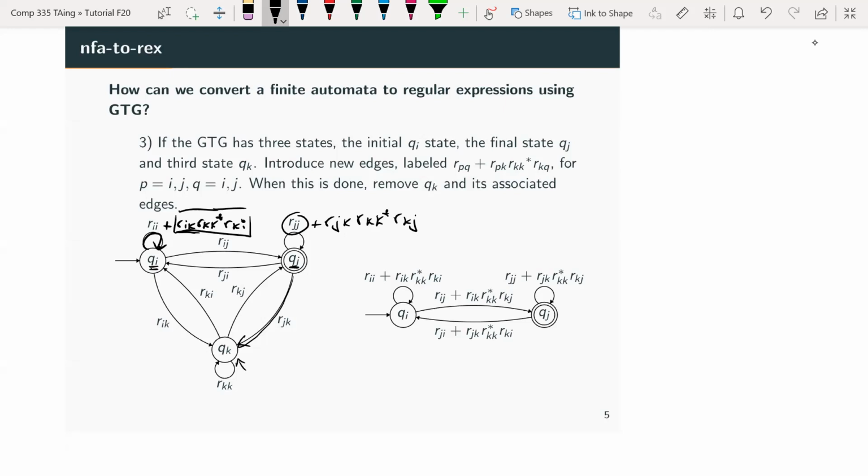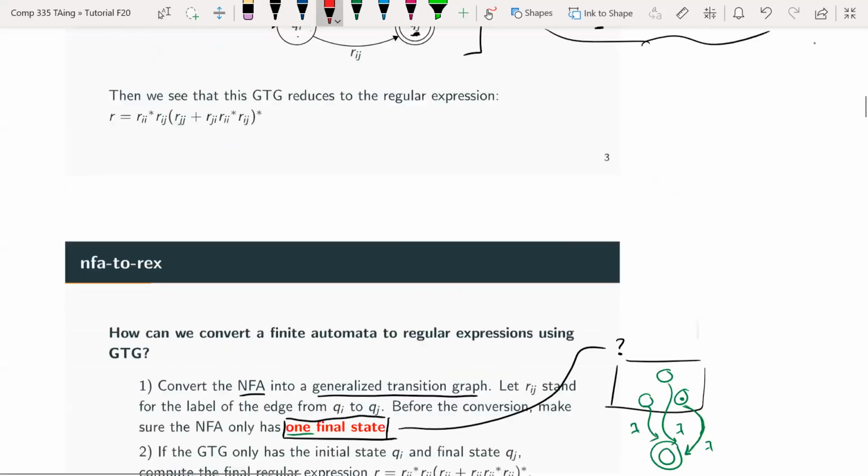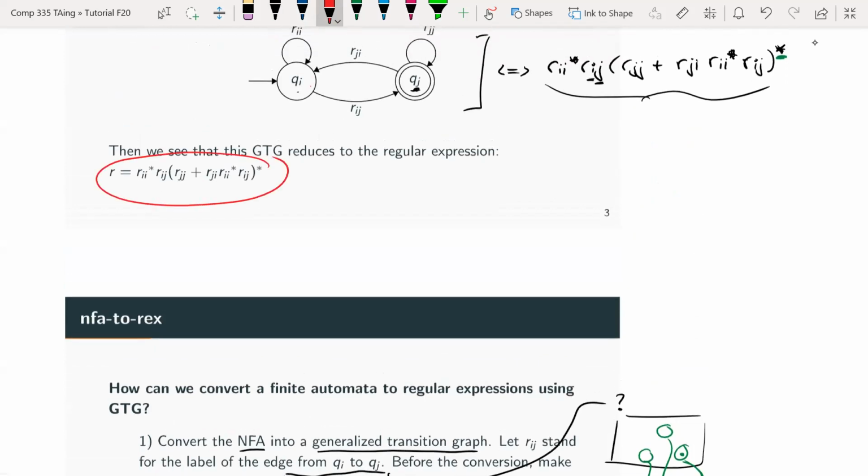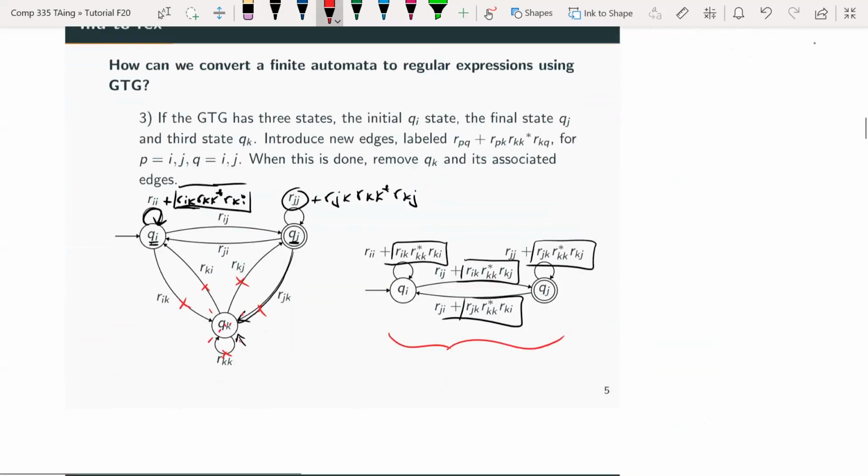Then you get a more complicated general transition graph with alternative routes. Because you've listed all the alternative routes, it's no longer necessary to have QK there, so you can eliminate it and all of its incident edges, and you get this simplified general transition graph. At this point, you can just use the formula that we gave here, and you get the regular expression for that general transition graph.